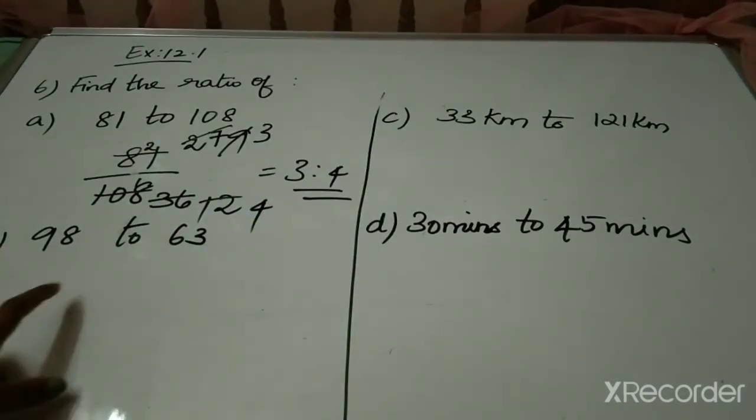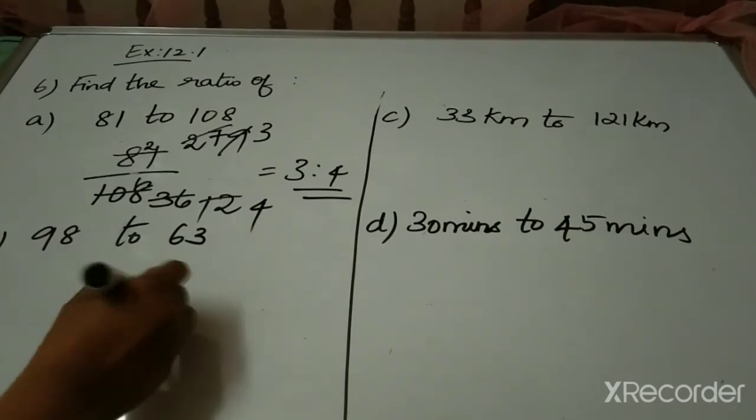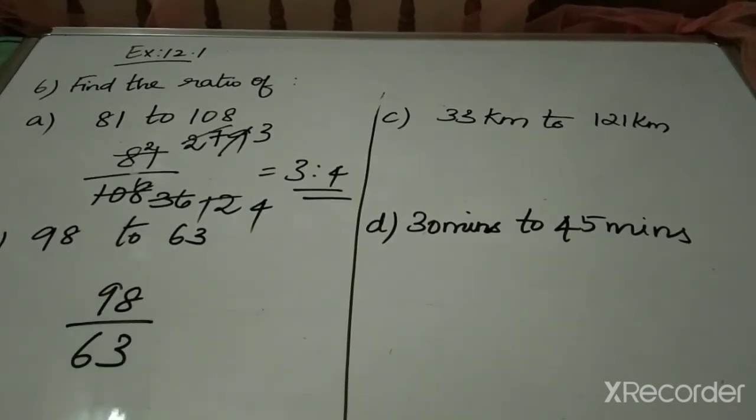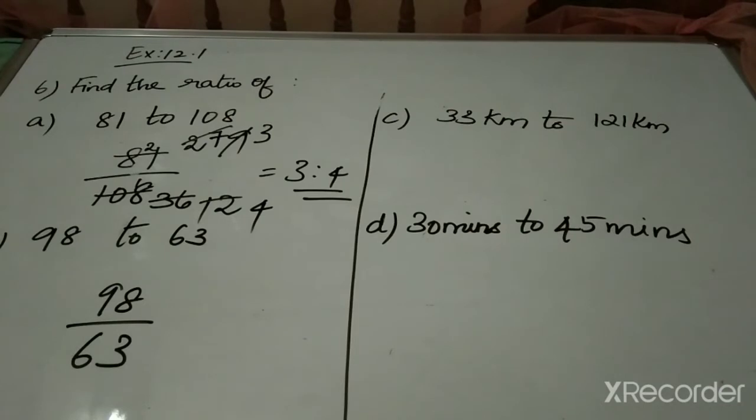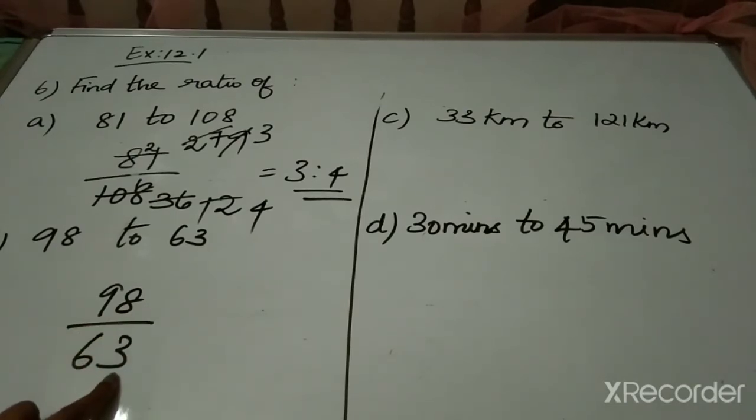Clear? Now next one, 98 to 63. So 98 divided by 63. Which table can we cancel these two, 98 and 63? Can we take 2 table? No, because you have 8 here and an odd number here, so you can't take 2. 3 also we can't take. Can we take 7 table?